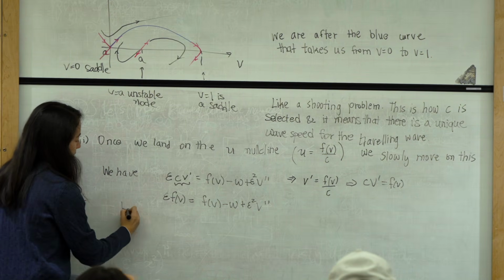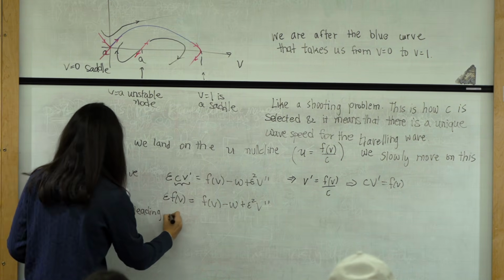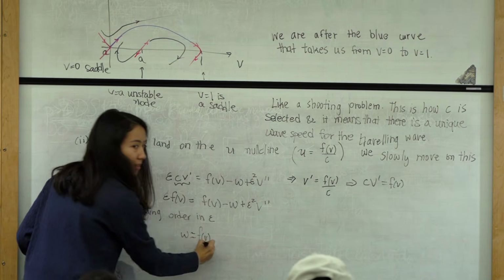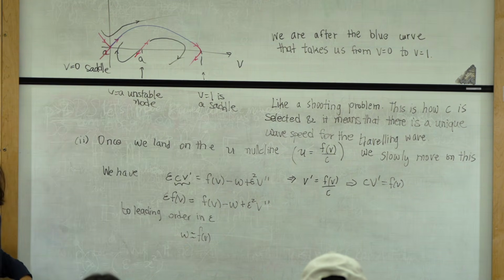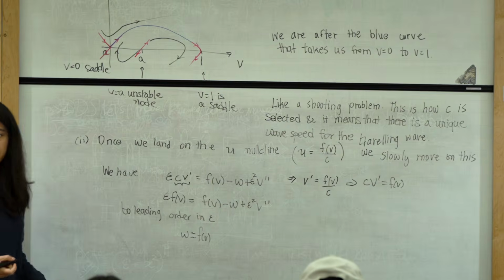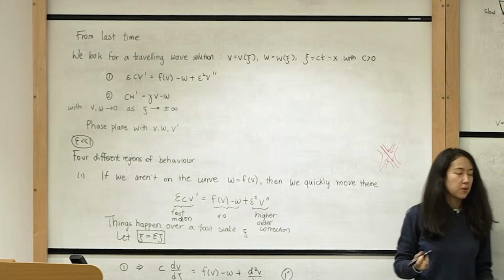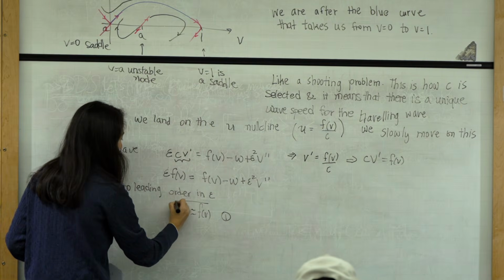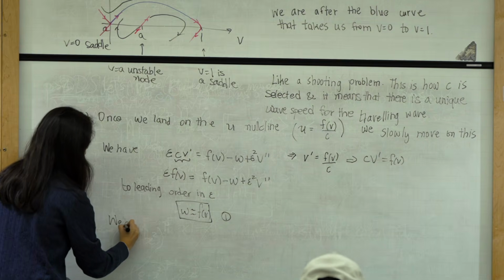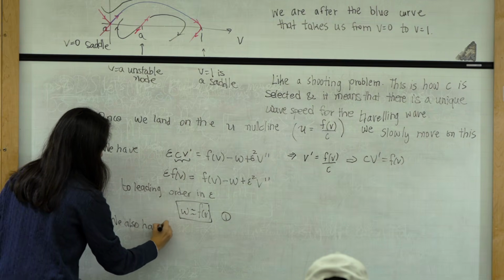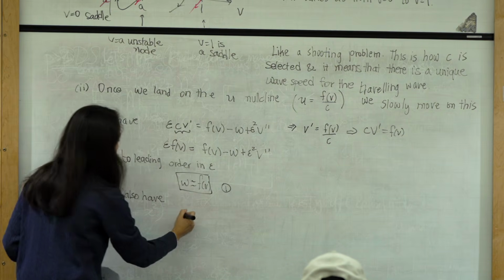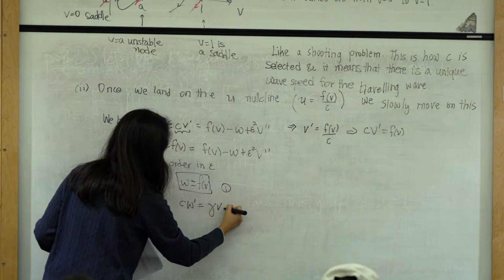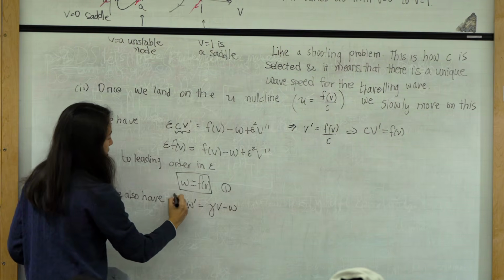So what I'm saying is that to leading order in epsilon, I know that w is approximately f of v, right? We have this. But remember, we also have the second equation from our system, which is the c w prime. So this I will now call equation 1. We also have, I should have brought better markers, I'm sorry. So c w prime is equal to gamma v minus w. So this is equation 2 from before.